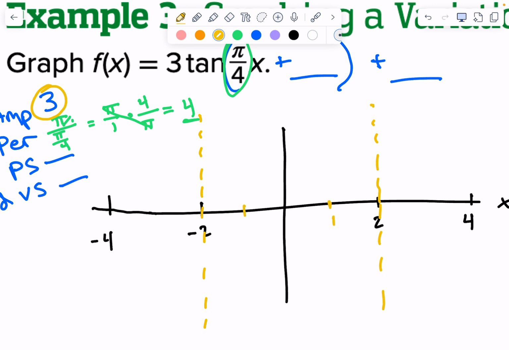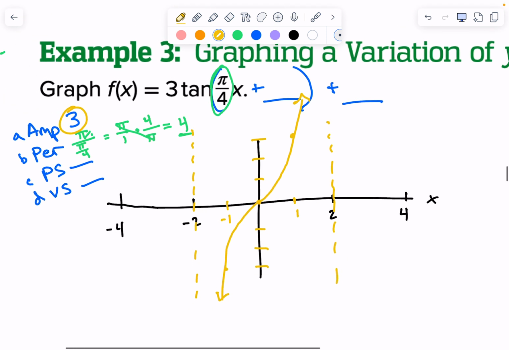1 and -1. At 1, he's going to hit how much? 3. At 1, he's going to hit 3. And at -1, he's going to hit -3 because that's my amplitude. So he looks like this. We see how that works? He's going to be kind of taller and skinnier than normal.